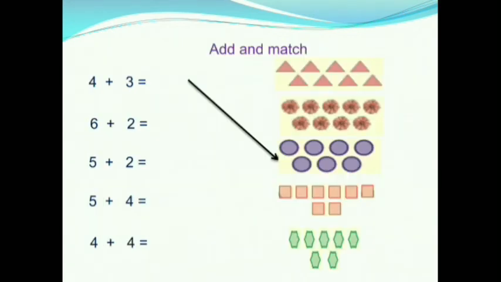Now we should add the numbers and match it to the group of objects which has their sum. The first question is 4 plus 3. Now we should add 4 and 3. Keep 4 in the mind, 3 in the fingers. After 4, 5, 6, 7. The sum is 7. So we will write 7.